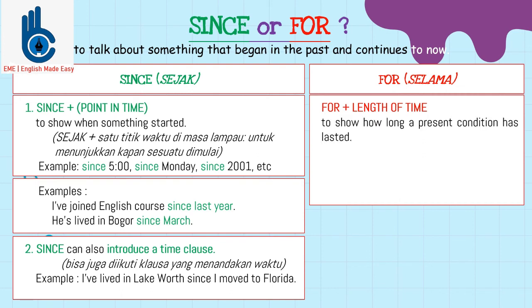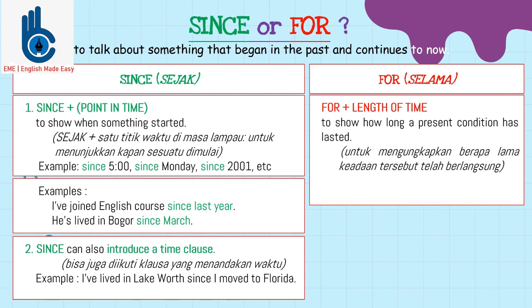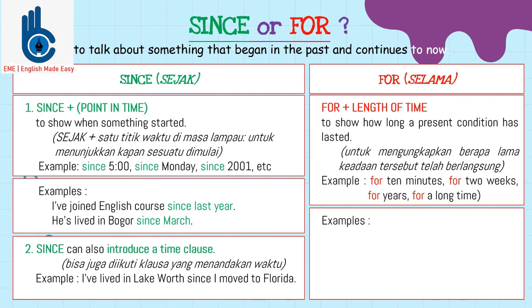For is followed by length of time to show how long a present condition has lasted. Diikuti dengan durasi waktu untuk mengungkapkan berapa lama keadaan tersebut telah berlangsung. For example, for 10 minutes, for 2 weeks, 4 years, for a long time. For example, I've joined English course for 1 year. He's lived in Bogor for 9 months.